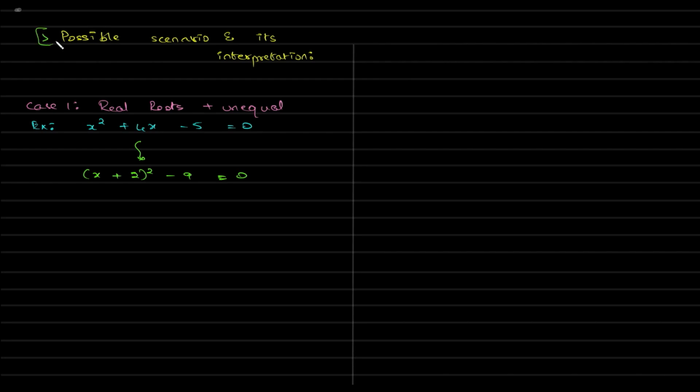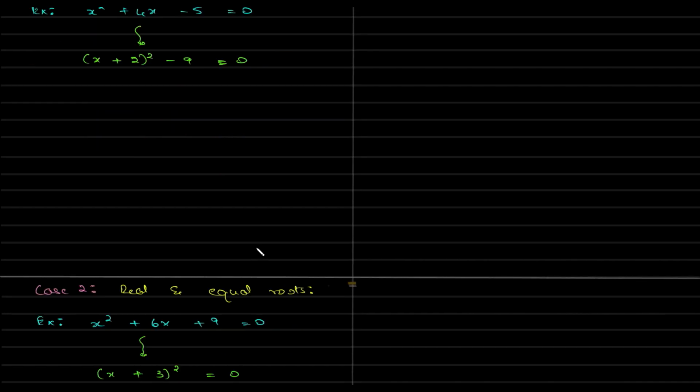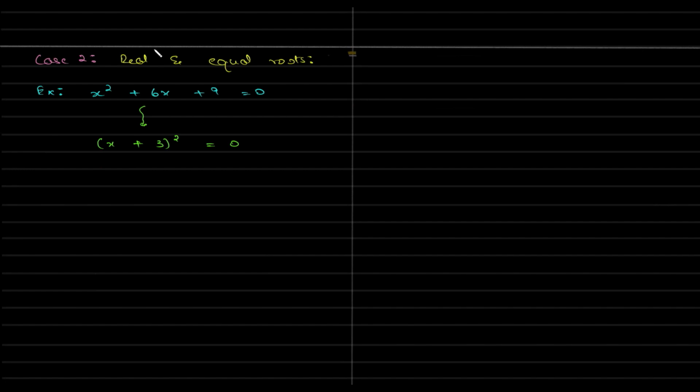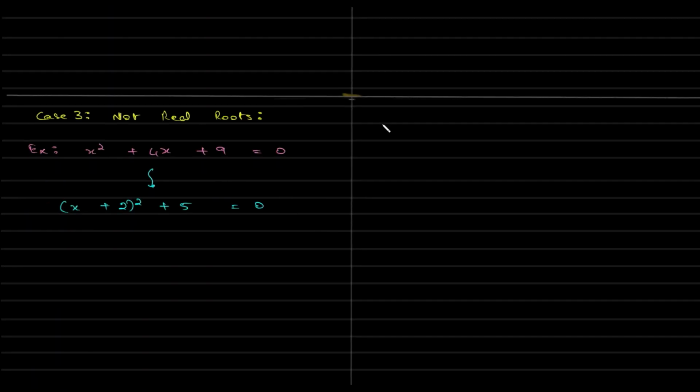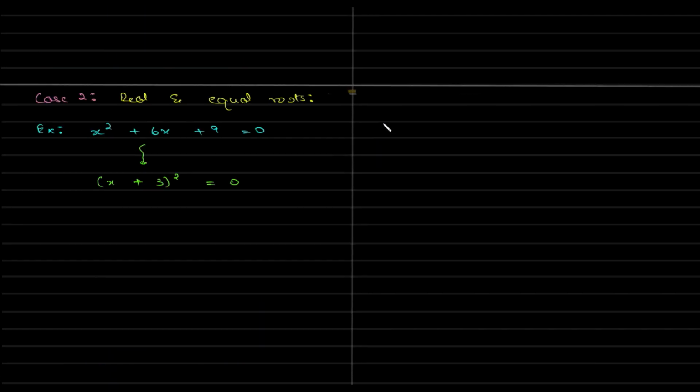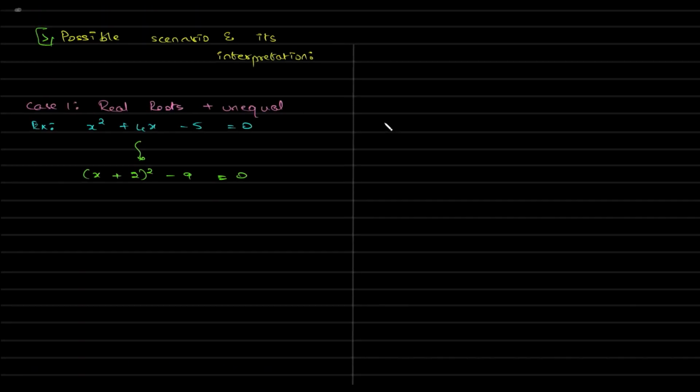So when we work a quadratic equation out to find the roots using the completing the square method, there are three scenarios that you will encounter. First being real roots and unequal. The second case is real and equal roots, and the third case is not real roots. So these are the three possible scenarios, and this is what we're going to discuss now.